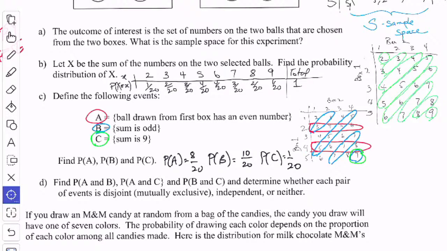So A was red. Do A and B overlap? Red and blue, yes. They overlap here, here, and here, and here. So the chance of A and B both happening at the same time are 1, 2, 3, 4 out of 20.